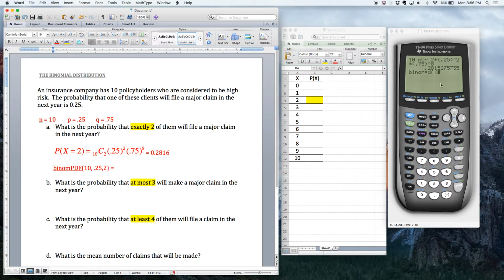Now, if in fact the statement that I just wrote here is the same as working it out with the formula, then I had better get 0.2816. So let's check it out. I'll come over to the calculator.